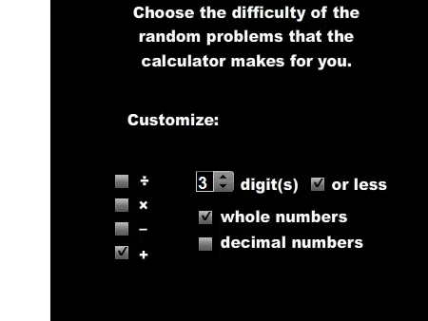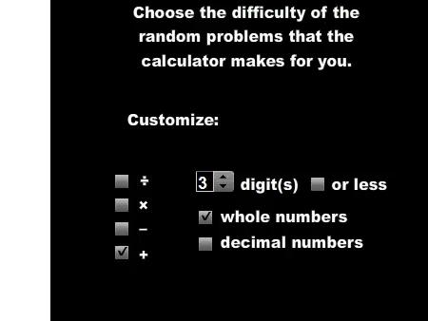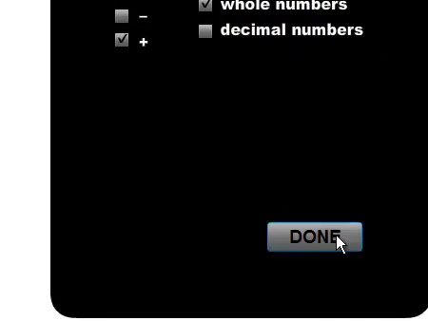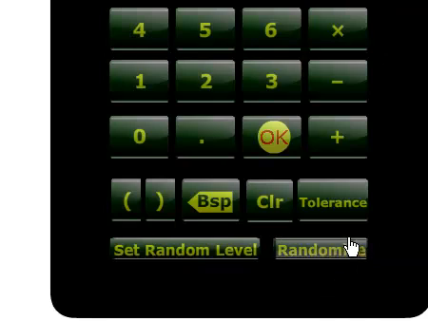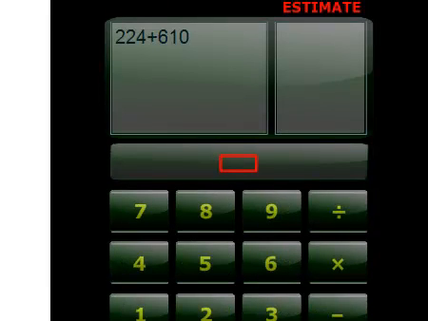First, to make the problems more challenging, you can uncheck "or less." This checkbox makes sure that the second number has fewer digits than the first. When it is unchecked, both numbers will have the same number of digits, in this case 3 digits. Click Done, and the calculator switches back to the estimation mode. Now click Randomize again, and notice that the calculator produces a 3-digit by 3-digit addition problem.